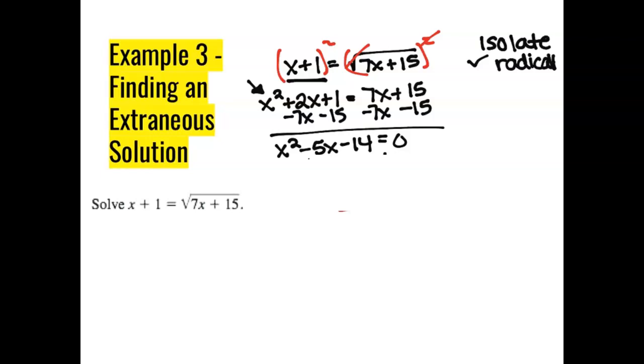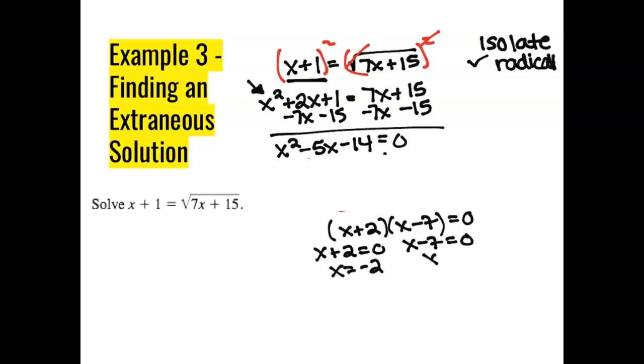So now I can rewrite this as x plus 2 times x minus 7. And using my zero product property, I can take each of these, set them equal to 0, and solve, and I get x equals -2 and x equals 7. Now last step here, really important, got to check my answers to make sure that they both work, because there's a good chance that one of these solutions is extraneous.